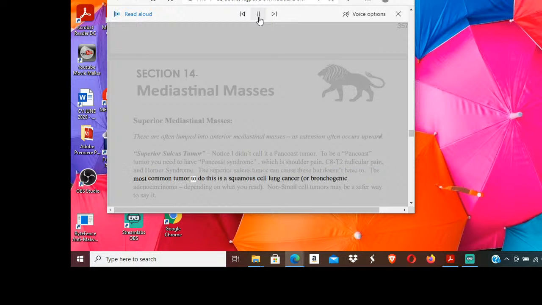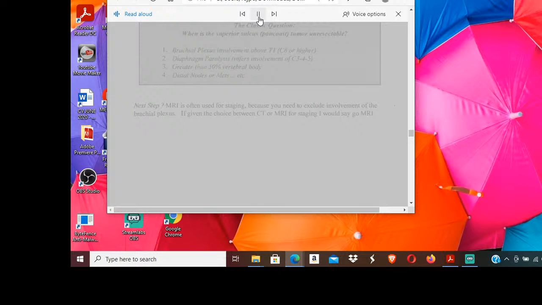The most common tumor to do this is a squamous cell lung cancer, or bronchogenic adenocarcinoma, depending on what you read. Non-small cell tumors may be a safer way to say it. The classic question, when is the superior sulcus, Pancoast, tumor unresectable?